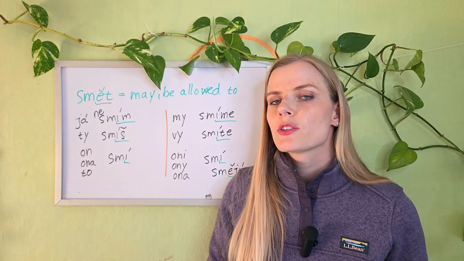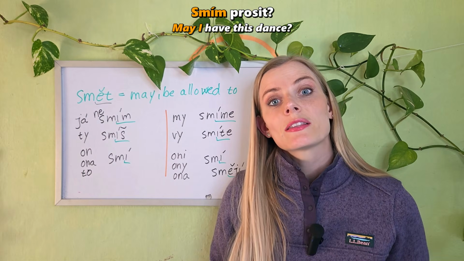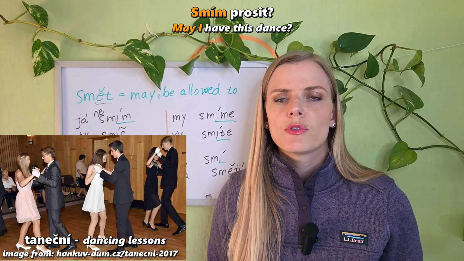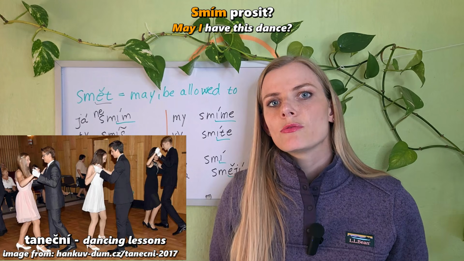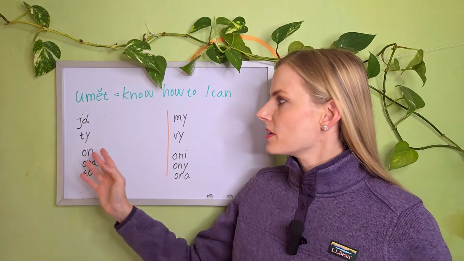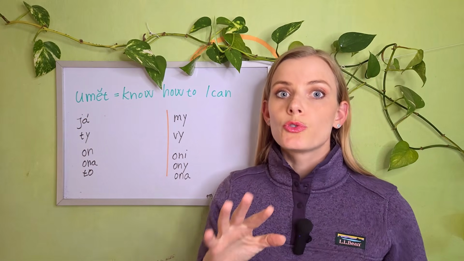And one more phrase you would probably hear in a movie. Smím prosit. Smím prosit means, may I ask you to dance? So in Czech we do have these formal balls where people dance or learn how to dance. So I imagine this sentence would still work. Smím prosit. Our next verb is umět, also a green group, which means to know how to do something.